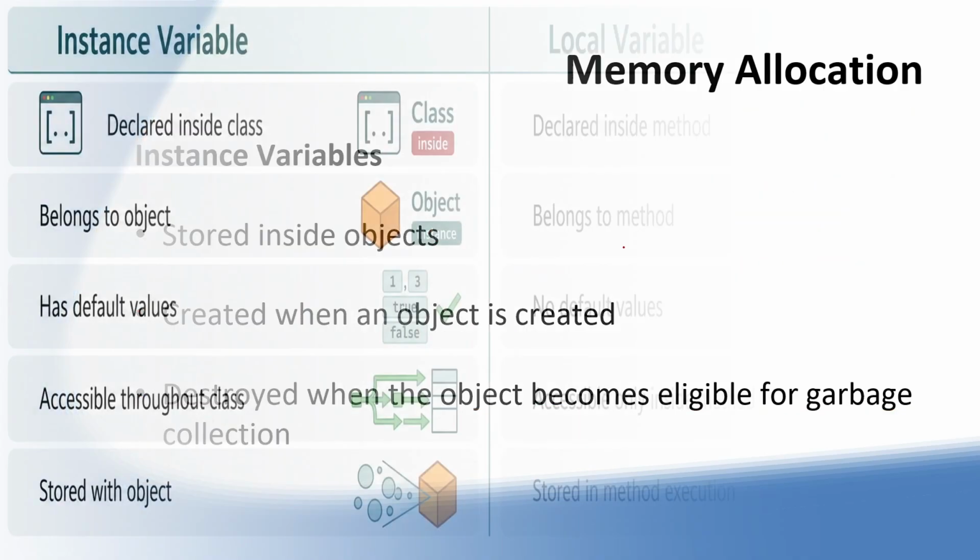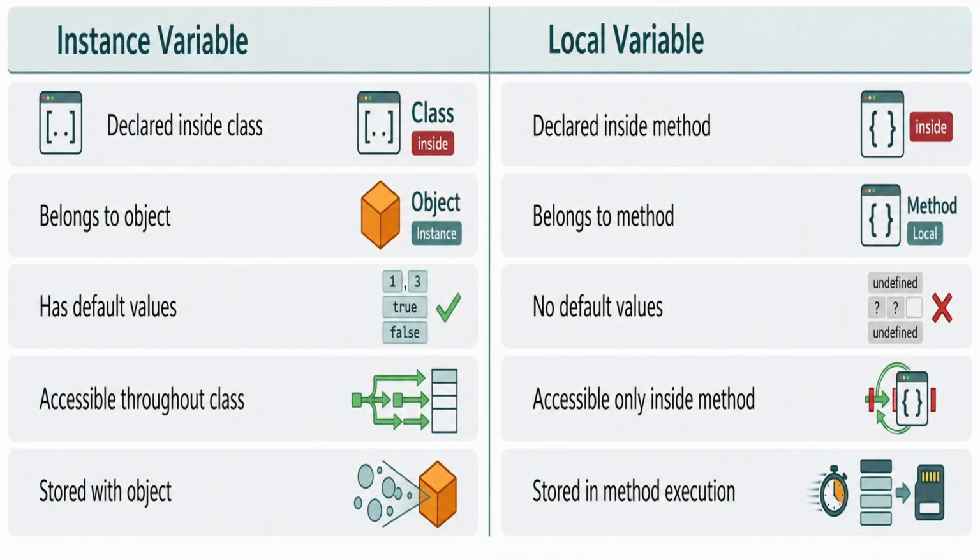Now we will see the difference between instance variable and local variable. Just now we studied what an instance variable is, and we already know the local variable. Whatever we define inside a method is a local variable. So the basic difference is that an instance variable is declared inside a class and a local variable is declared inside a method.